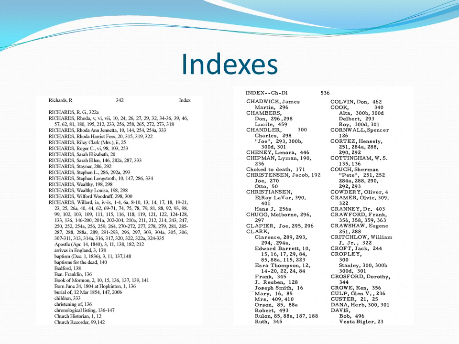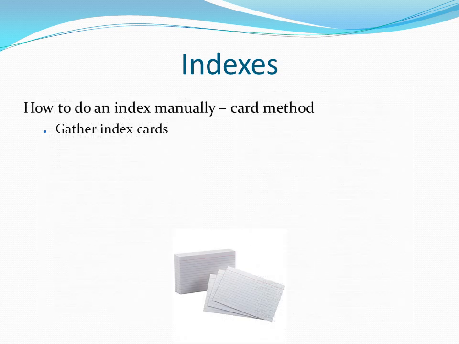So how to do an index? There are 3 different ways to do an index that are pretty common. I'm just going to step you through each of those 3 ways, and you can decide which way you want to do. And again, all this information is on your handouts. The first 2 ways are manual, and the third one is automated.